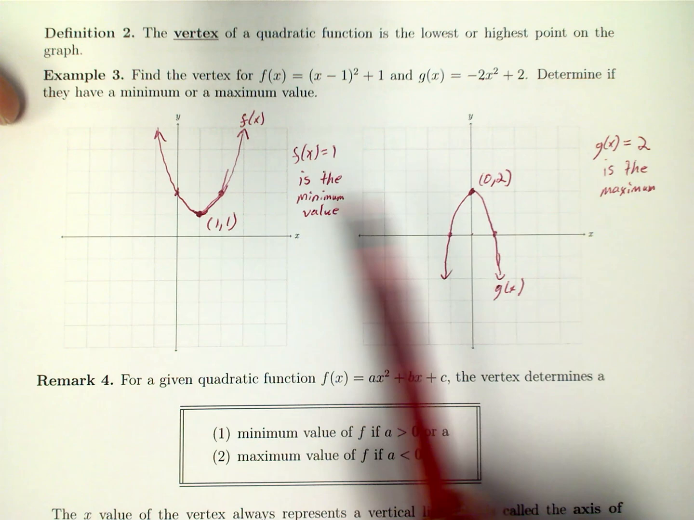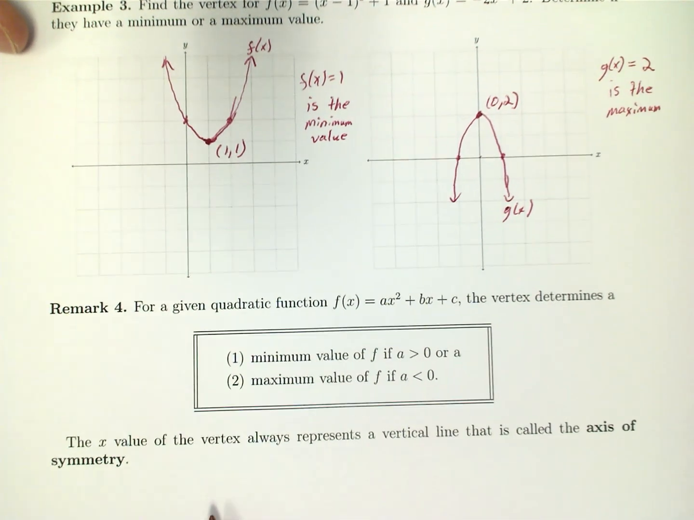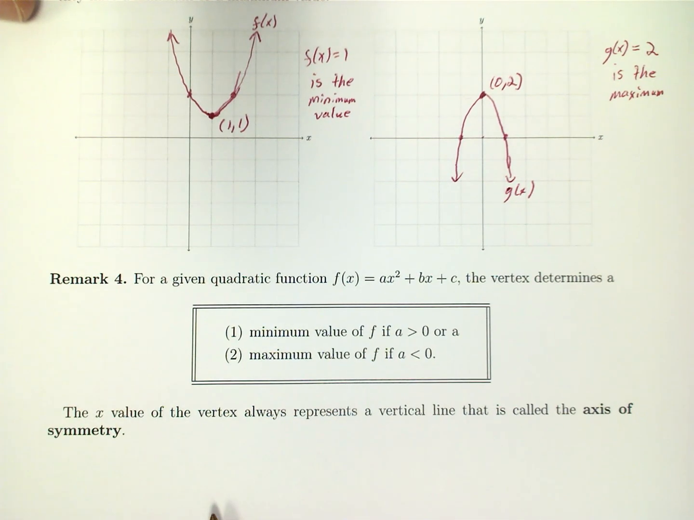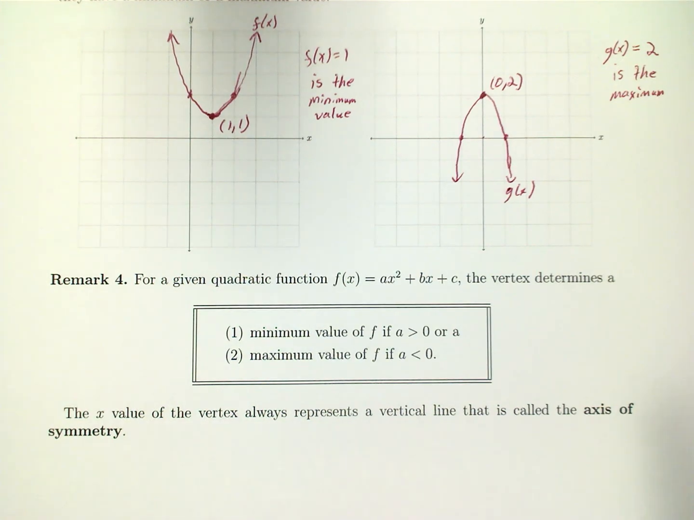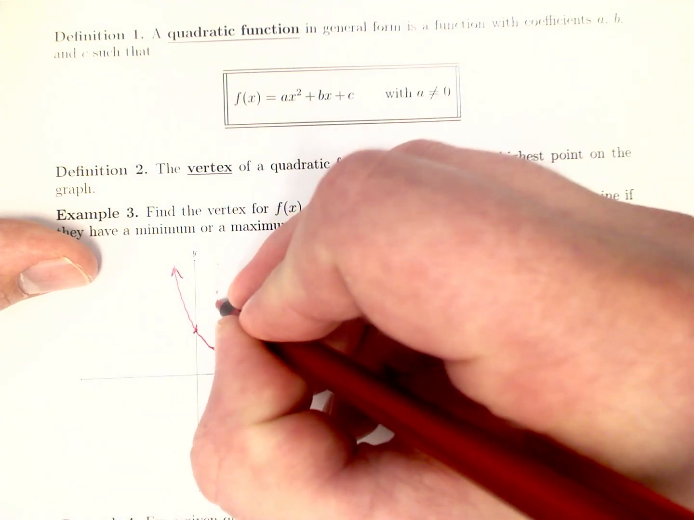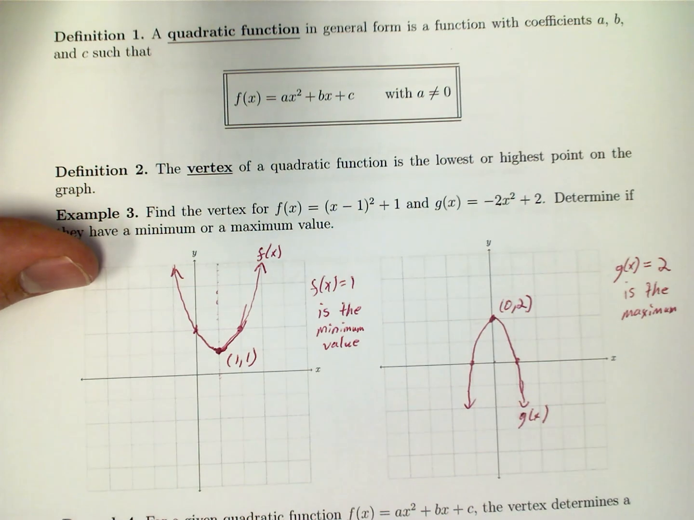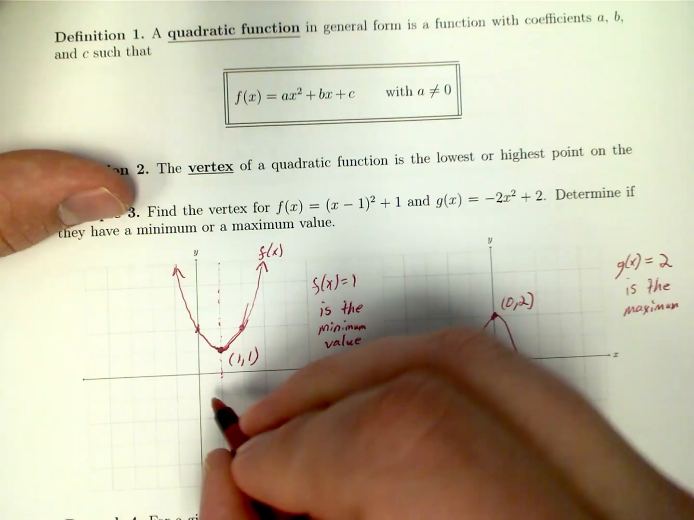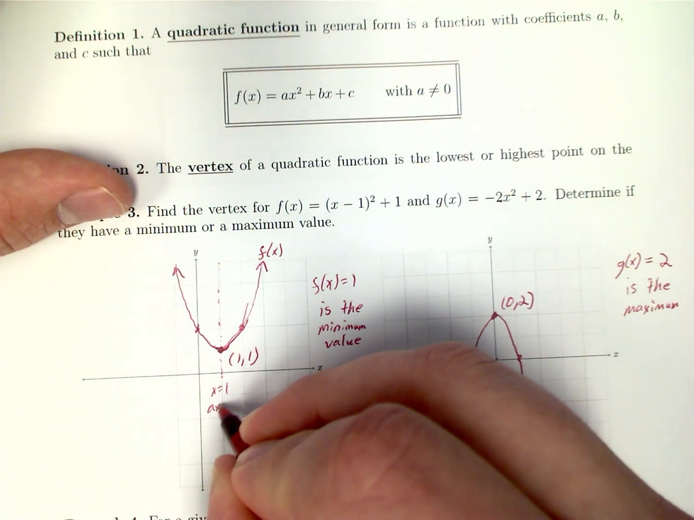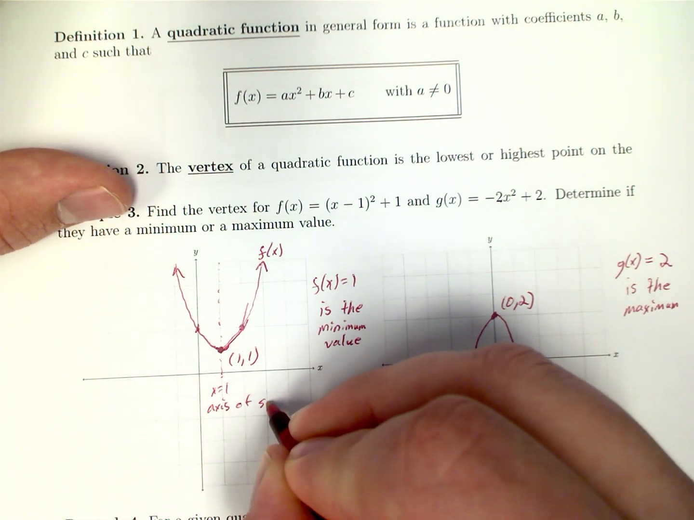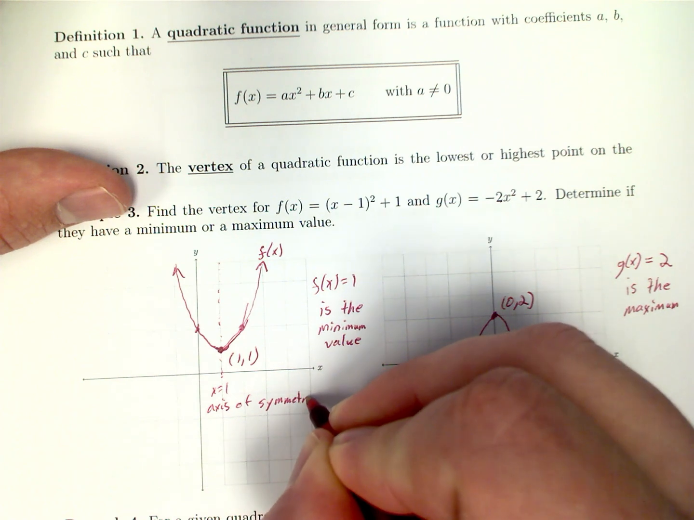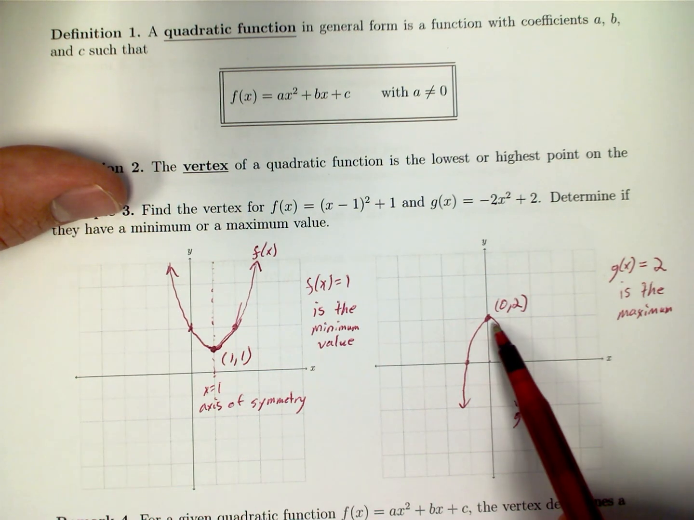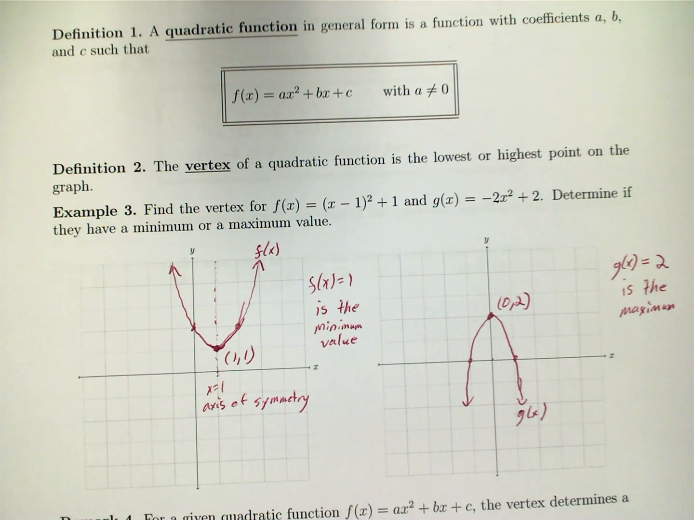So we sometimes call the x value of the vertex the axis of symmetry. If you make a vertical line with the x value, so x equals whatever number you have, so x equals 1 in this case, it's an axis of symmetry. And on this one, x equals 0 would be an axis of symmetry.